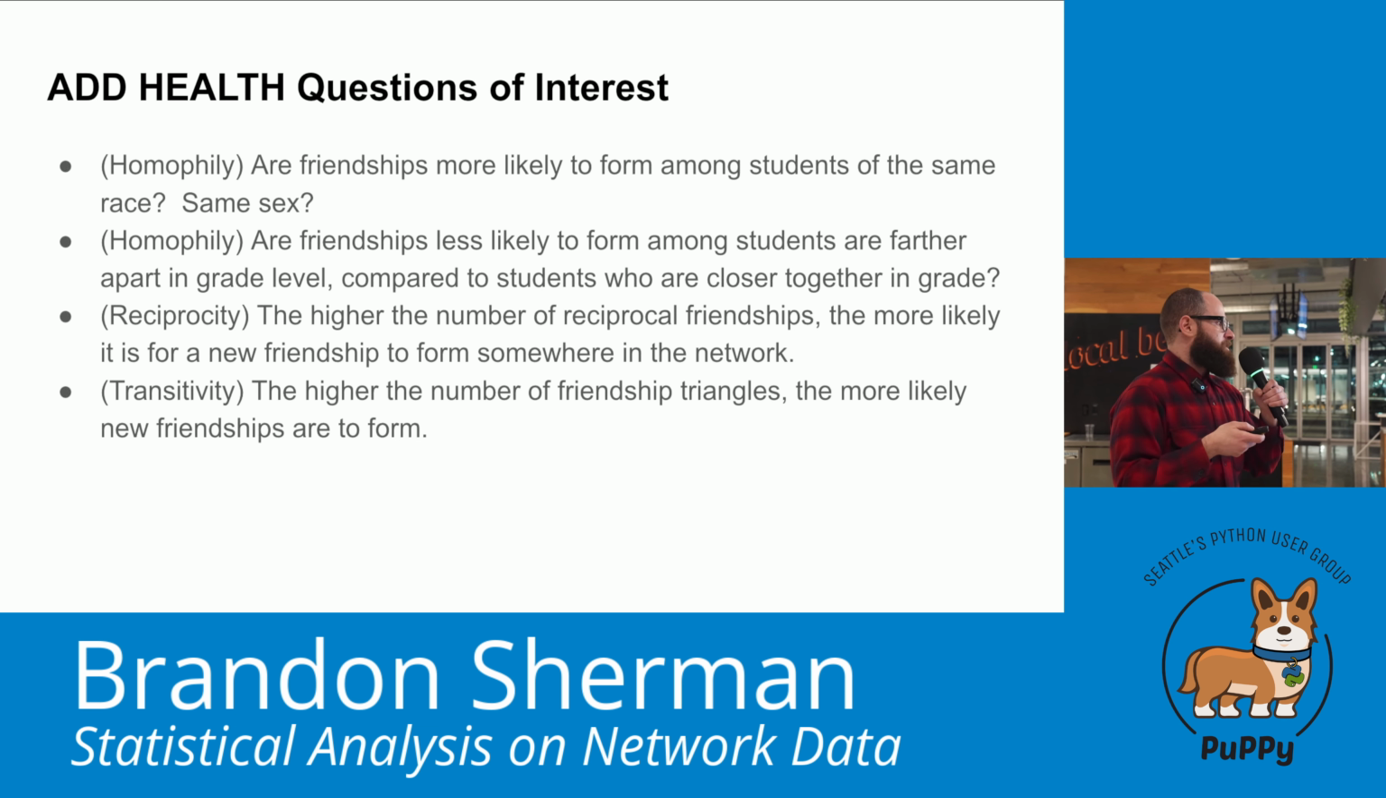We can look at reciprocity. So we hypothesize that if there's a lot of people saying they're friends with each other and that's being returned, then new friendships in the network are likely. And then transitivity, so essentially the more friendship triangles there are, the more likely it is for new friendships to form.